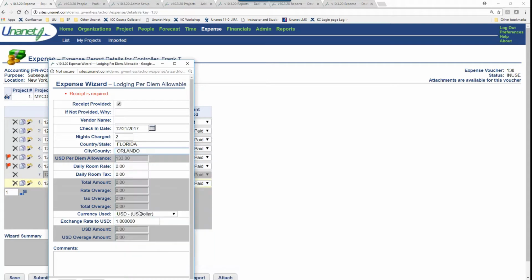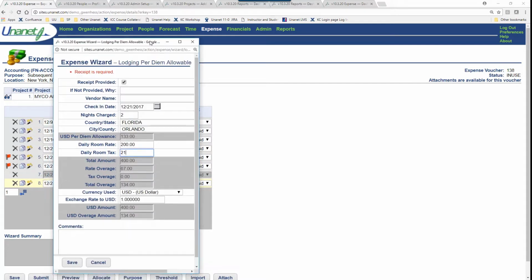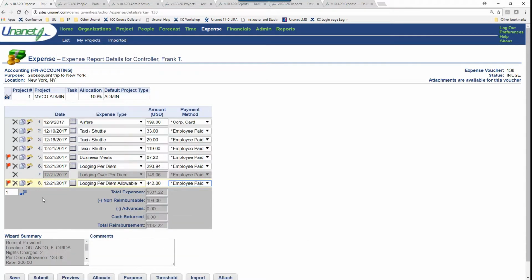I'm going to pick Orlando, Florida at $200 a night, and my $21 a day tax. And then I'm going to save that. What this does is it still flags it, but it includes the entire amount on one row. So that's really the difference between those.